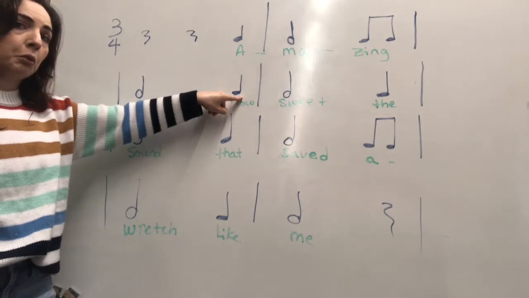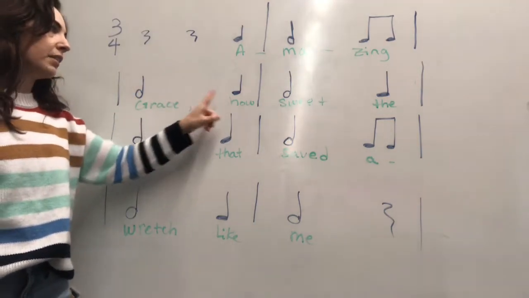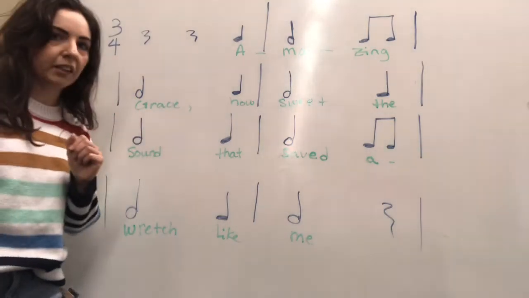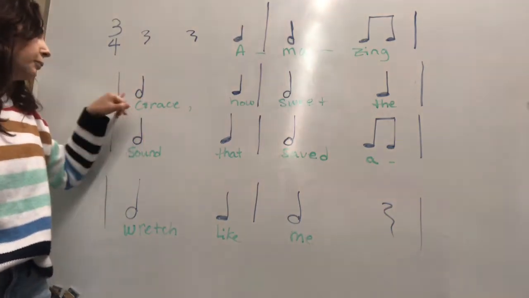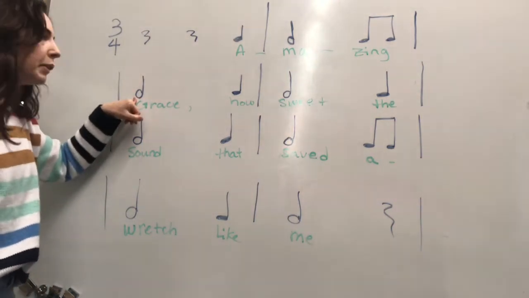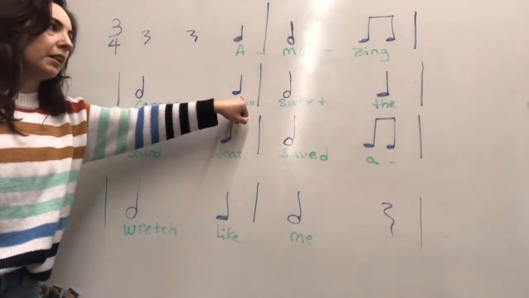So when we do rhythms that are in 3/4 time, we are talking about how many beats are in the measure, not how many notes are in the measure. So just remember that we're talking about beats. So if we add a 2-beat note with a 1-beat note, that's 3 beats.